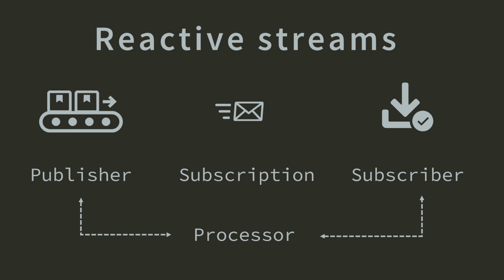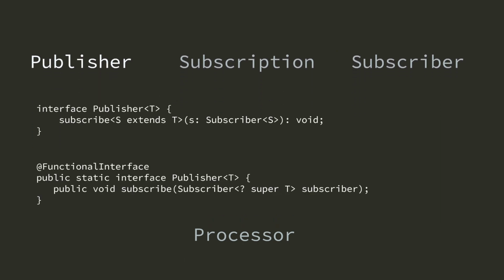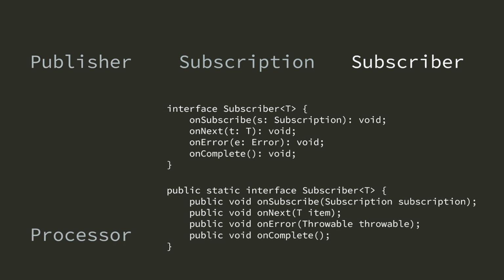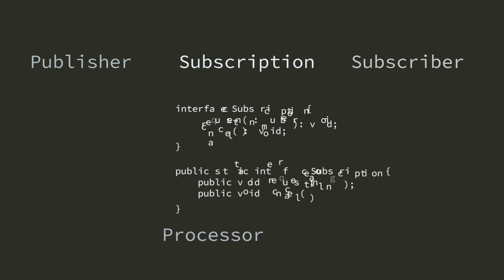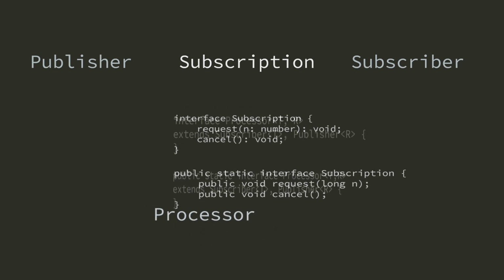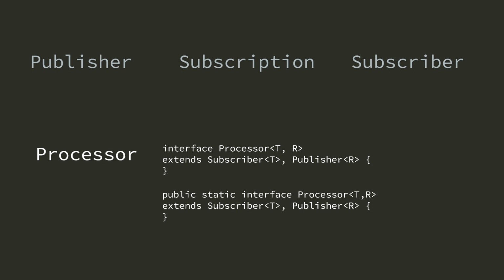Interfaces are defined both for Java and JavaScript, or should I say TypeScript, and are pretty much identical. Publisher has a subscribe method which enables subscription. Subscriber has onNext, onError, and onComplete methods to be notified when an item is available, an error occurred, or when the publisher is finished producing data. Via the subscription's request and cancel methods, the subscriber can control backpressure or cancel its subscription. And we already discussed that a processor is just a subscriber and a publisher at the same time.